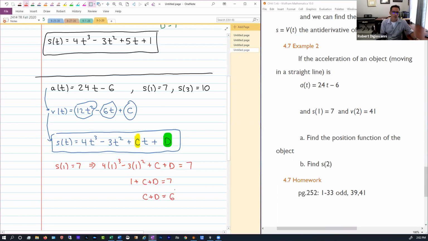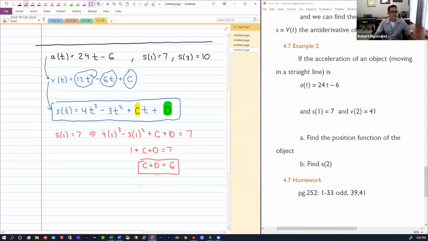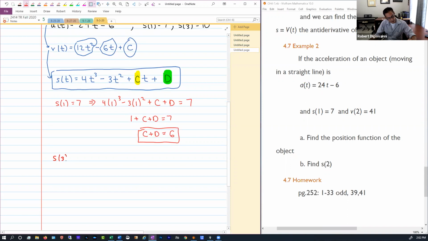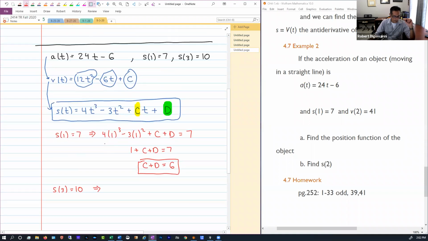Now, we know from algebra that you can't solve one equation with 2 variables. But we have 2 pieces of information. We have that S of 3 is 10. So the fact that S of 3 is 10 means I have to plug 3 in there. 3 to the 3rd power is 27 times 4, which is 108. Then 108 minus, plugging a 3 in here, 9 times 3 is 27.